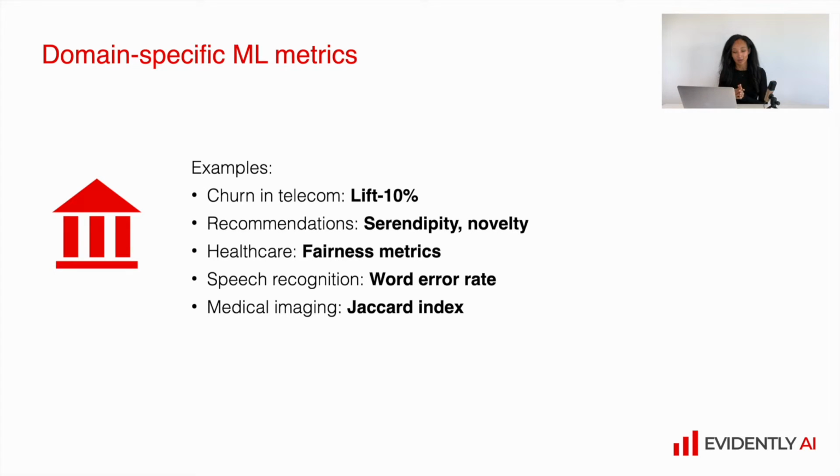It can be something like the lift metric for churn in telecommunication. It can be serendipity or novelty for recommender systems. For healthcare, it can be fairness metrics related to the use case. For speech recognition, it can be word error rate, and for medical images, you might want to use something like the Jaccard index.